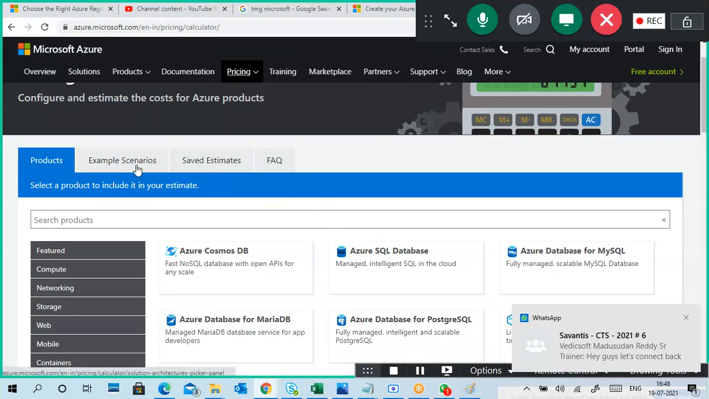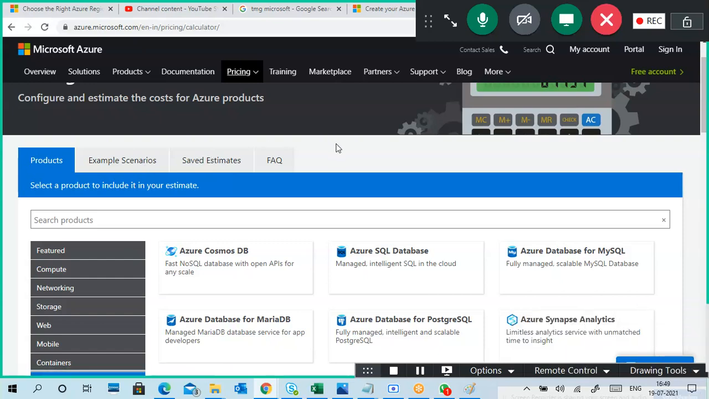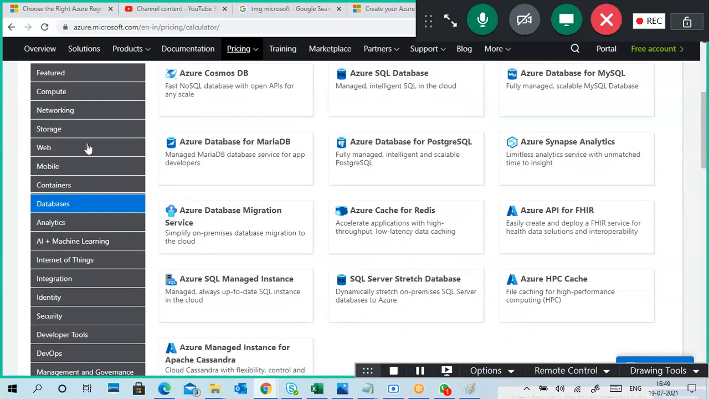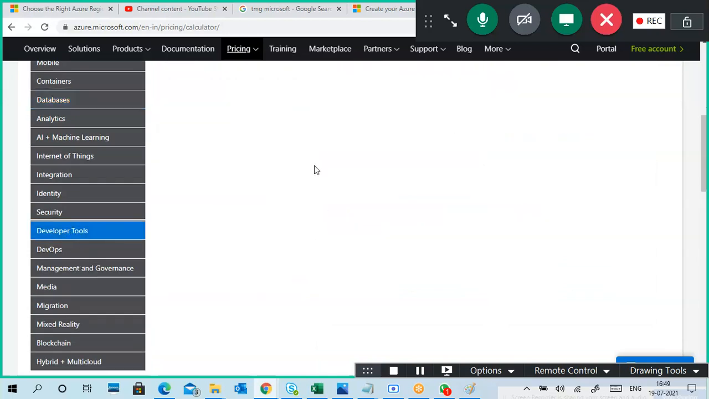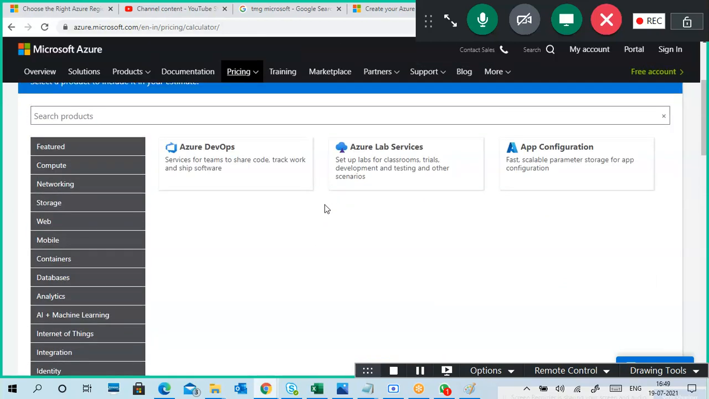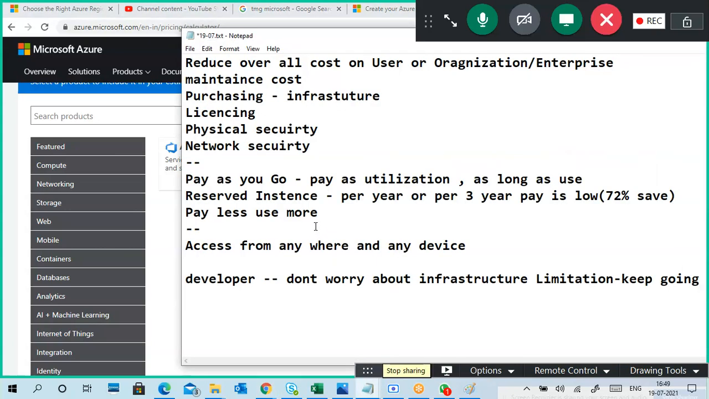Okay, sample scenarios and saved estimations, these things are there. Of course, here it is for developers: developer tools. So DevOps, lab services, app configurations, like that. This is another feature, or benefit, of cloud.